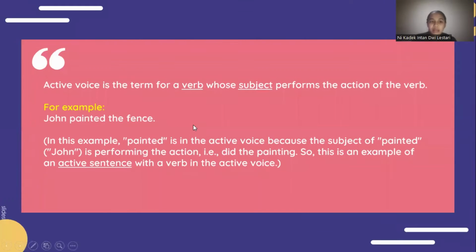So, active voice is the term for a verb whose subject performs the action of the verb. For example, John painted the van. In this example, painted is in the active voice because the subject of painted, John, is performing the action, did the painting. So this is an example of an active sentence with a verb in the active voice.